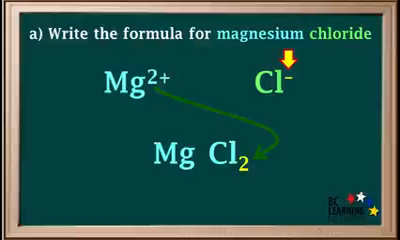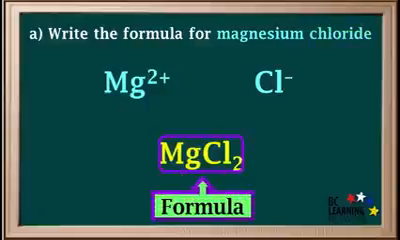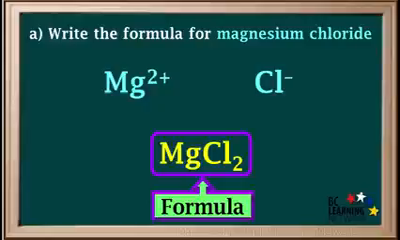Now we could take the 1 from the charge on the chloride, cross it over, and write it next to the magnesium, but we don't use the subscript 1 in a formula, so we don't need to write anything. So the formula has 1 Mg and 2 Cls. So we'll compact it and write the final formula for magnesium chloride as MgCl2.